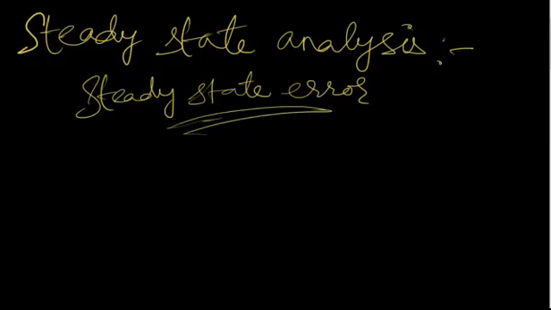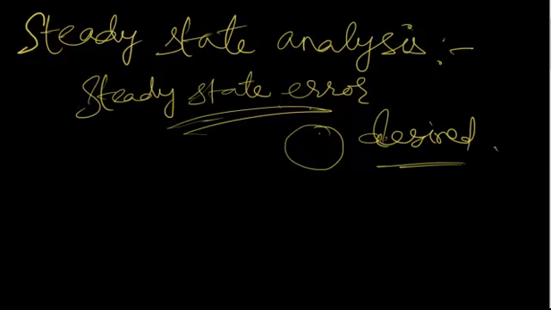So steady state error, we obviously have an actual output. Once we have the steady state error, we can find out what the desired output is. Based on this, we can tell how stable the system is, we can tell about its stability.